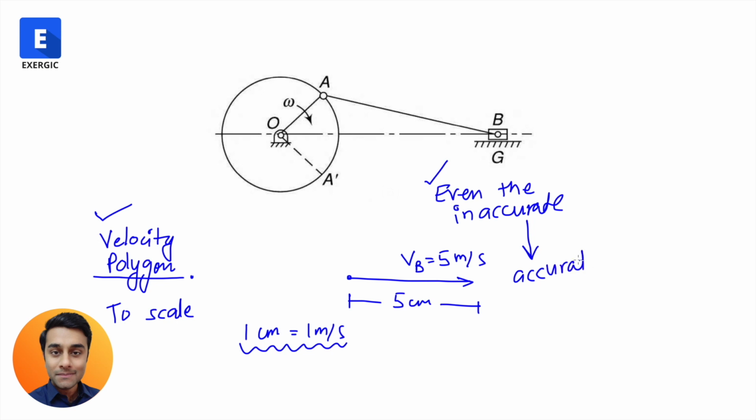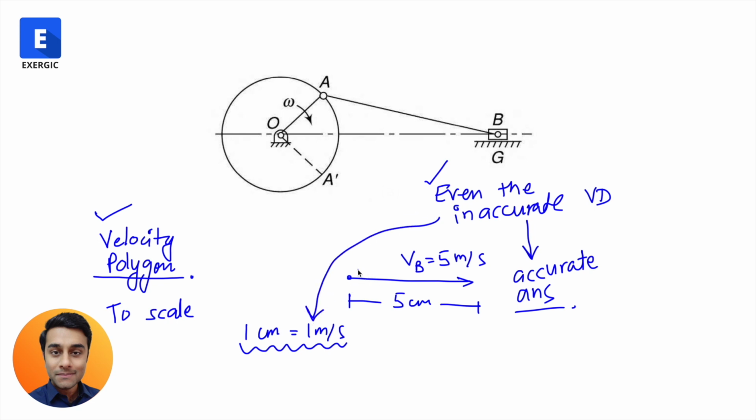I am not able to write the spelling correctly. So even with inaccurate velocity diagrams, you will get accurate answers. And when I say inaccurate velocity diagram, I do not mean that conceptually it is inaccurate. Conceptually, it should be accurate, it should be correct. But it can be inaccurate in terms of scale.